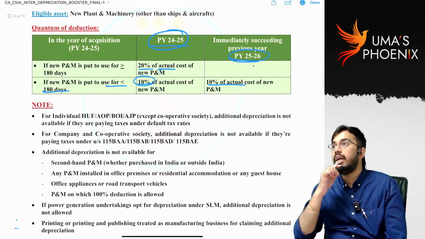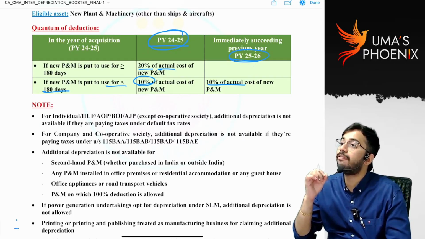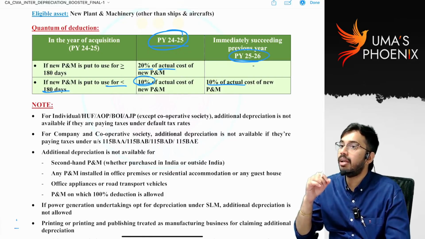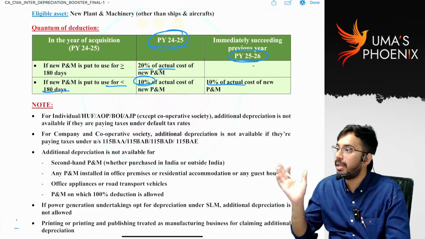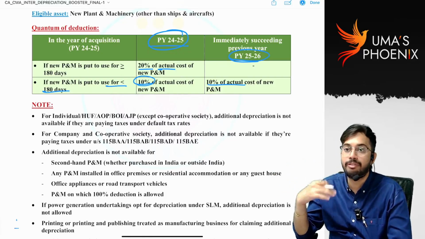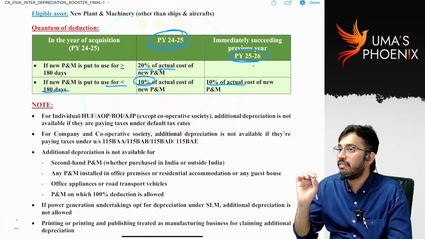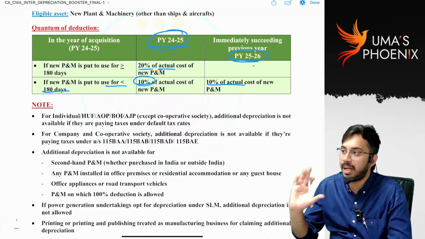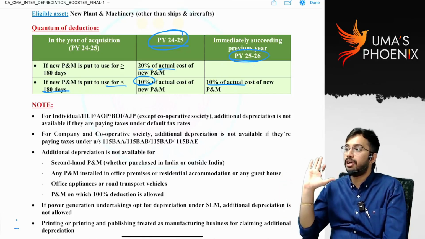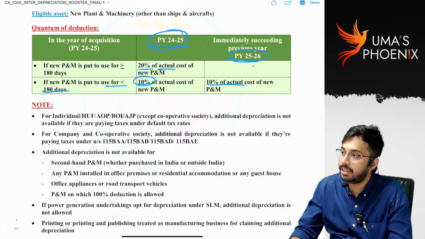Next point. If the SSE is paying taxes under default tax rates, that can be 115BAA, 115BAB, 115BAC, 115BAD, 115BAE, that is, under the section 115 series, additional depreciation benefit is not available. Is it clear?